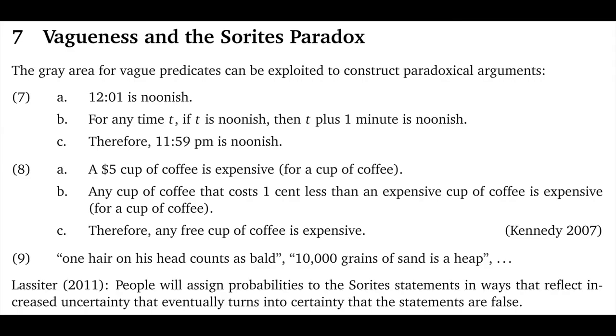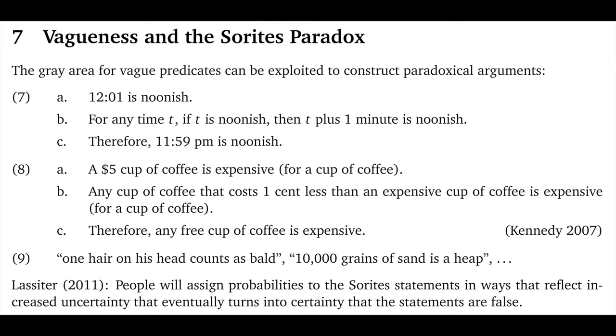We have just one more topic for this screencast, though, the Sorites paradox. In the Sorites paradox, we exploit the gray area for vague predicates to construct seemingly paradoxical arguments. For example, let's focus on the adjective noonish, which means around noon. I think we can all accept the premise that 12:01 is noonish. And even 2 minutes after noon is still noonish, and so is 3 minutes after.